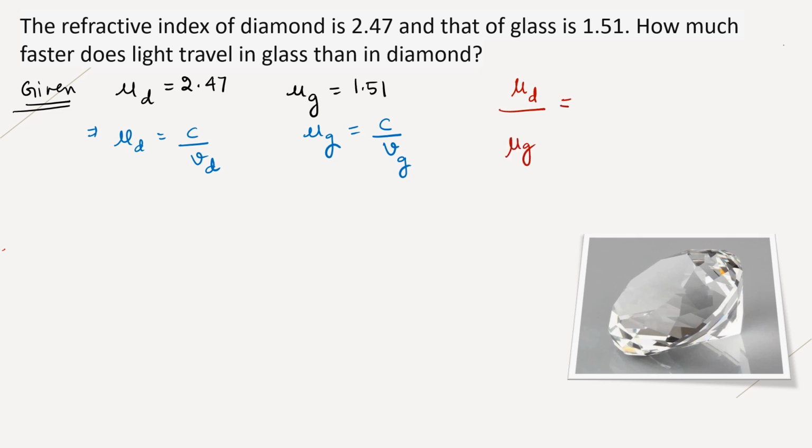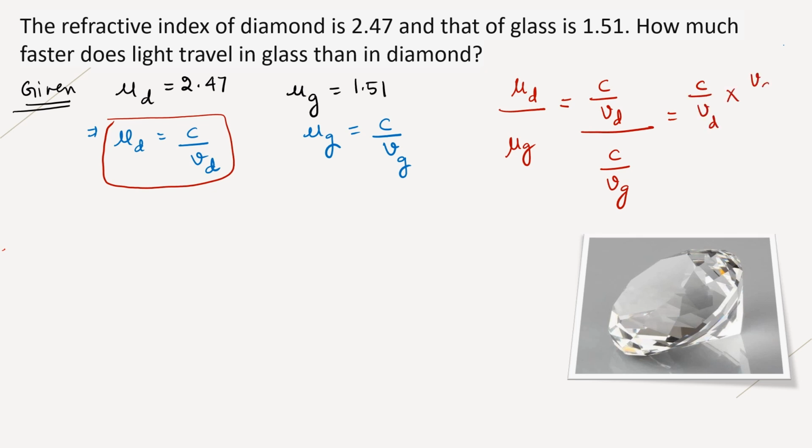Refractive index of diamond, by definition, is C by Vd. You can see here, mu D is C by Vd divided by the refractive index of glass. You can write it as C by Vg. Now writing the fraction properly, C by Vd into Vg by C. C and C get cancelled out. What do we get? Vg by Vd.